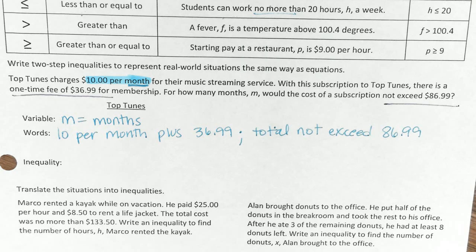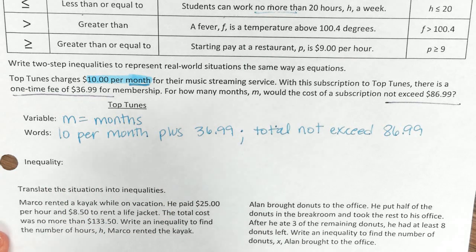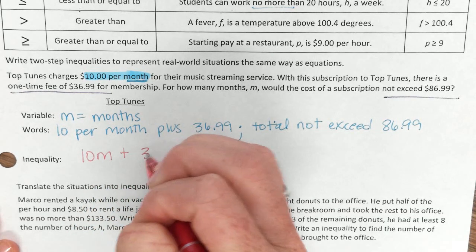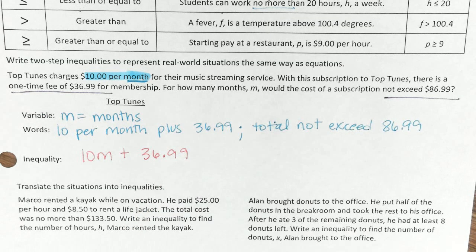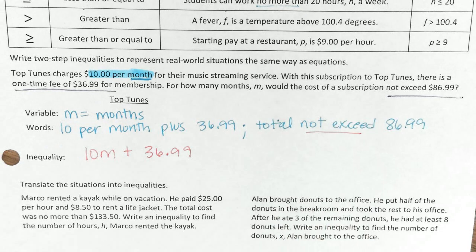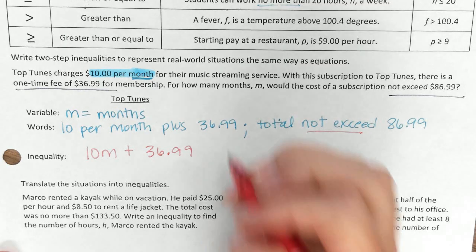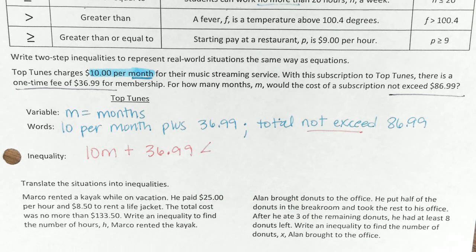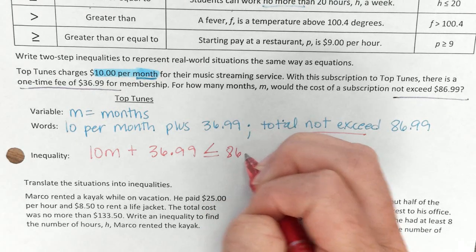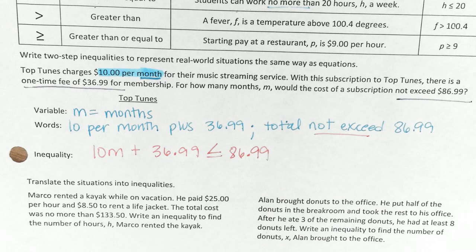All right, how would I write this? How would I write 10 per month plus $36.99? 10M? All right, now instead of an equal sign, we need to figure out what sign would be to not exceed. Exceed means above, but I want it to not exceed. Okay, can it be equal to if I just don't want it to go over that? Yes. So less than or equal to $86.99. And the good news, all you have to do is write them today. You don't have to solve them.